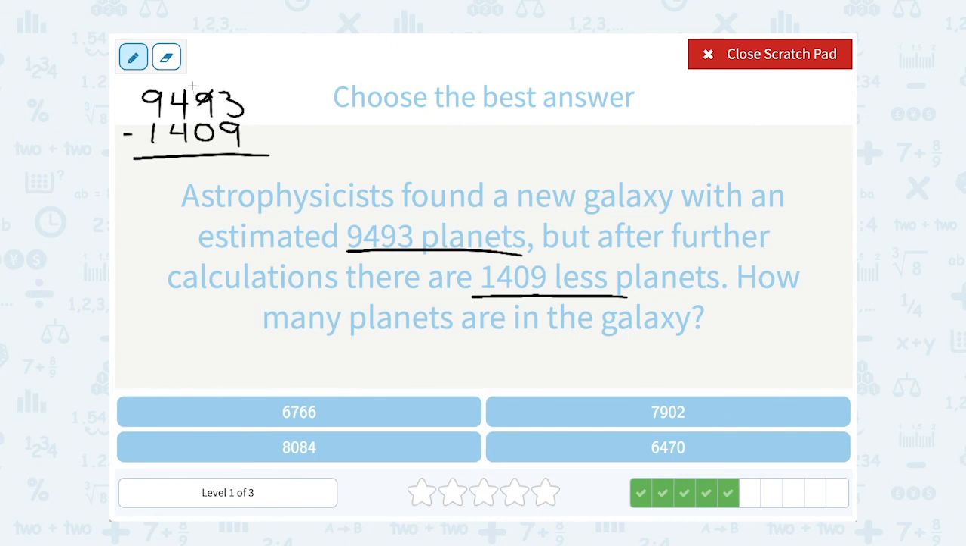All right, well, I'm going to have to borrow one here to make this a 13. 13 minus 9 gives me 4. 8 minus 0 is 8. 4 minus 4 is 0. And 9 minus 1 is 8. So that means there turned out to be 8,084 planets in the galaxy.